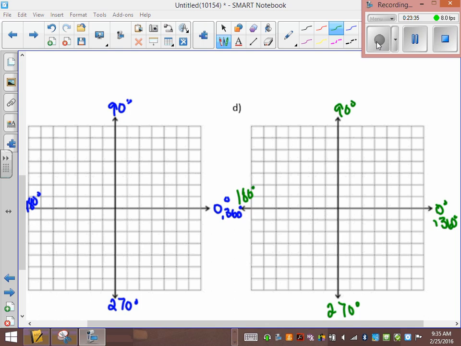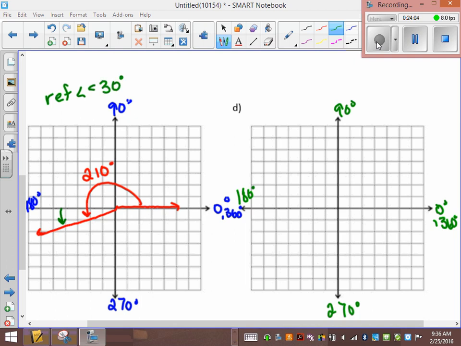210. 210 falls between 180 and 270. It's 30 more than 180, so I draw it here, and I draw my initial arm here, and then I draw my angle, and I say 210. My reference angle is from the x-axis to the terminal arm. How many degrees is that? 30. Weird, we're finding a pattern, aren't we? Reference angle equals 30.